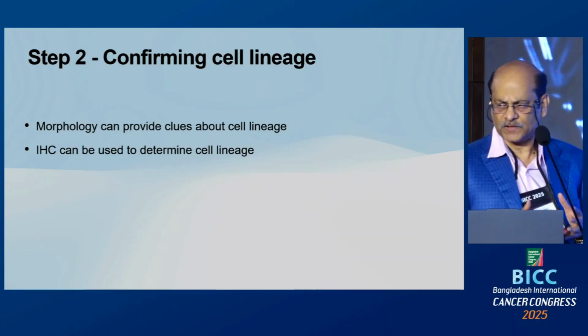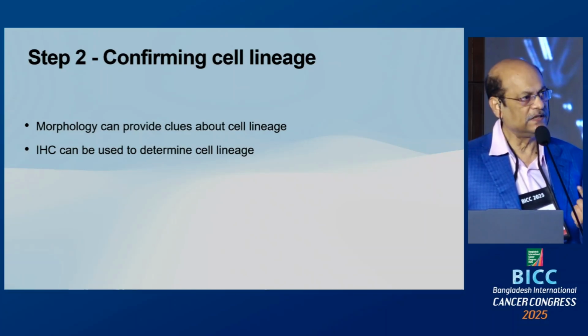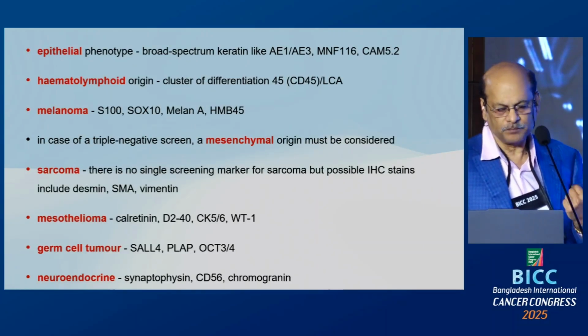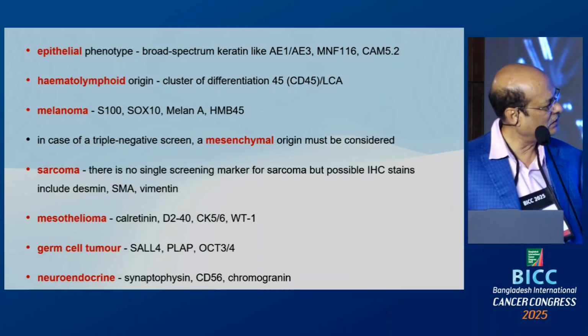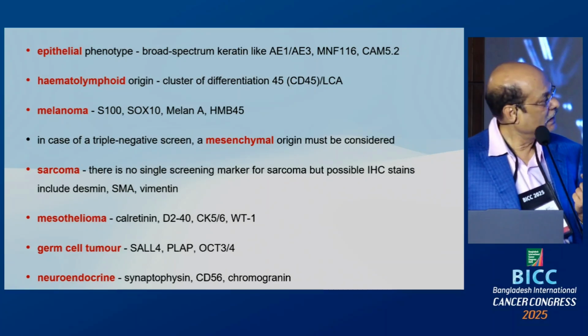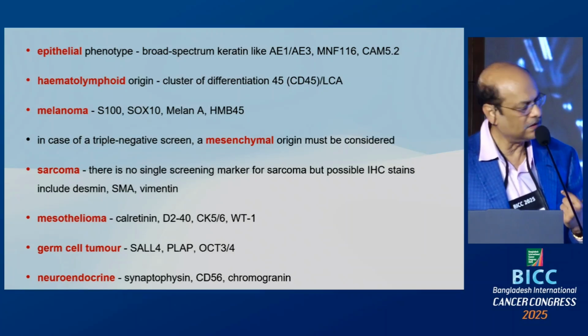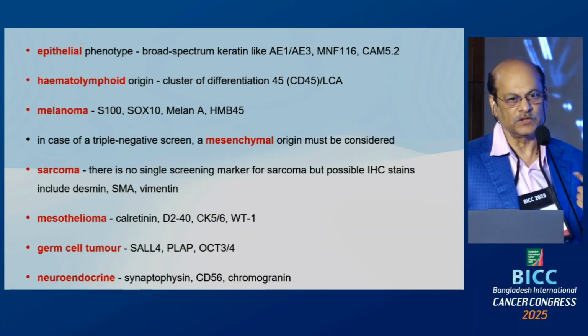Morphology can provide some clue about cell lineage, but the key player is immunohistochemistry, which can determine cell lineage. For epithelial phenotype, pancytokeratin; for hematolymphoid, CD45 or LCA; for melanoma, S100, Melan A, SOX10, at least S100 and HMB45, and if all are negative, then we have to think about mesenchymal tumor or sarcoma.